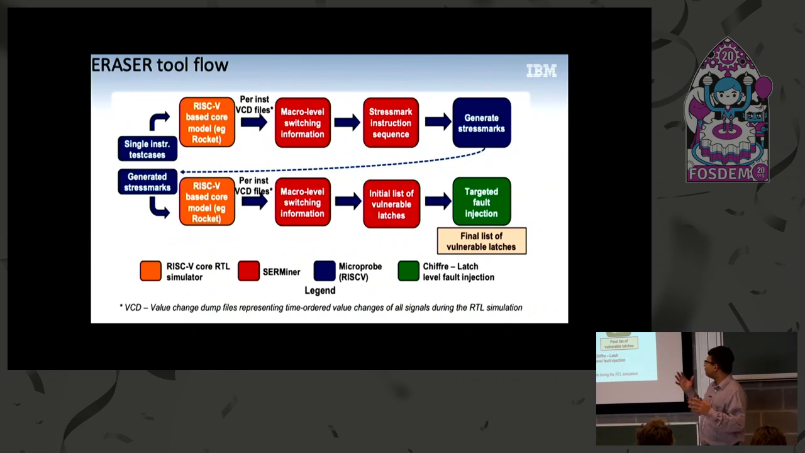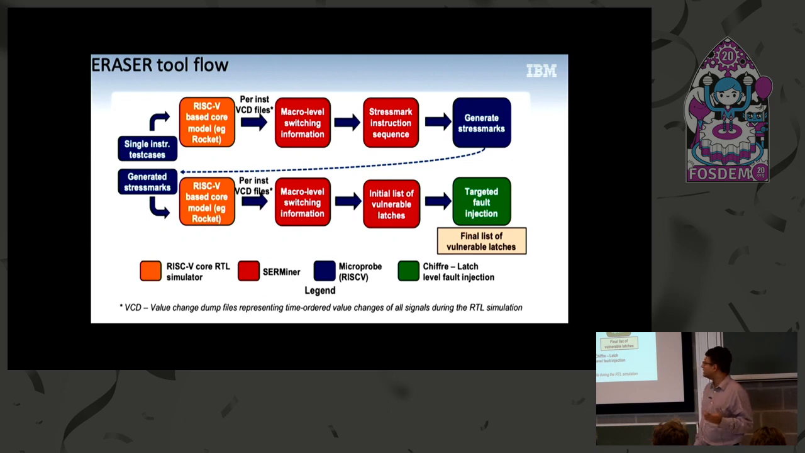So as an overview of the entire ERASER tool flow, we generate single instruction test cases for all the instructions in the RISC-V ISA. This is run through a RISC-V based core model. In this case, we adopt the Rocket core, but this can be easily extended to multiple other cores since it's just dependent on the particular ISA. We generate VCD files from RTL level simulations, in this case using the Rocket Chip emulator.